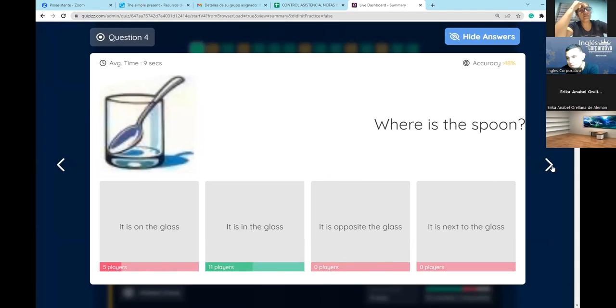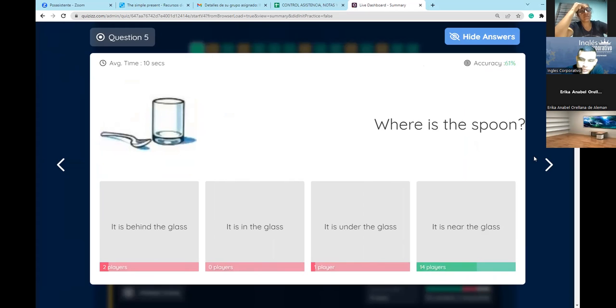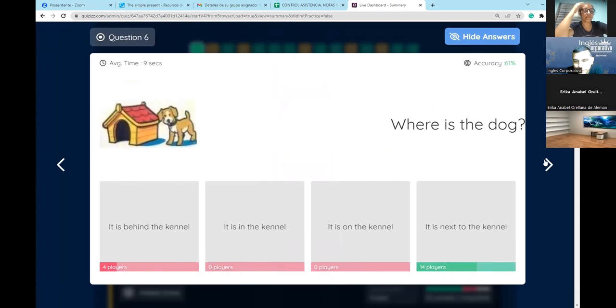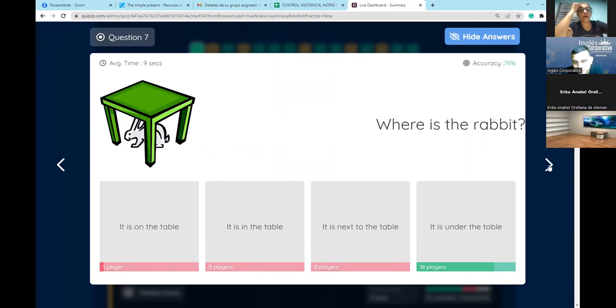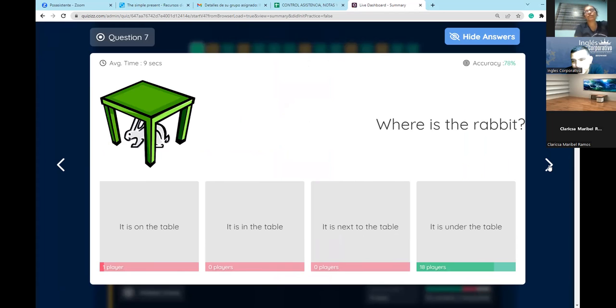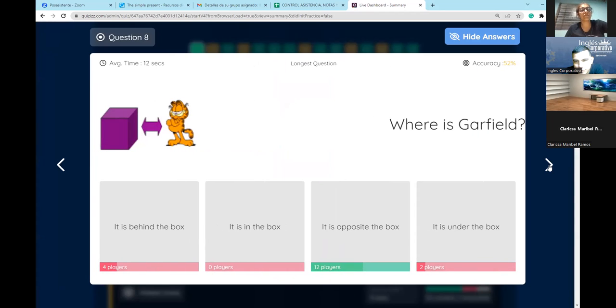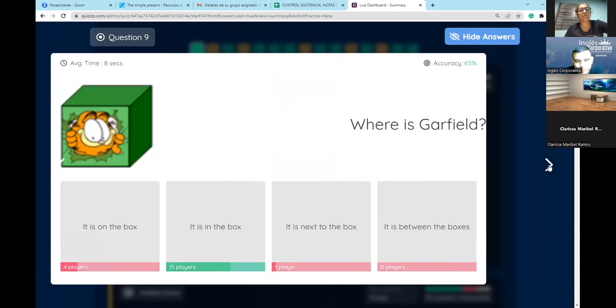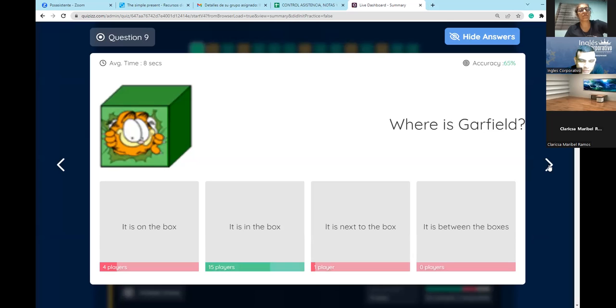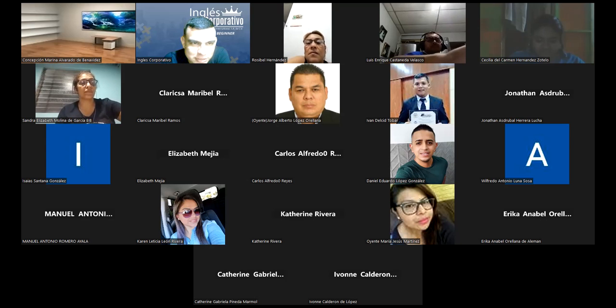In the glass. Okay, where is the spoon? It is near the glass. Cerca. Where is the dog? It is next to the kennel. Where is the rabbit? It is under the table. Where is Garfield? It is opposite the box. Where is Garfield? It is in the box. In. Very good.